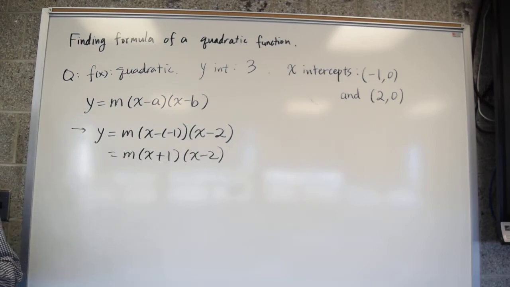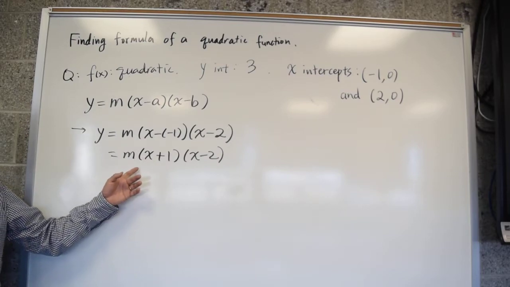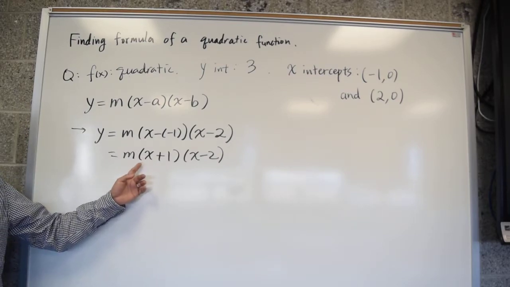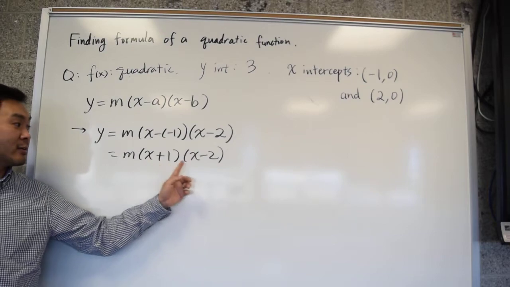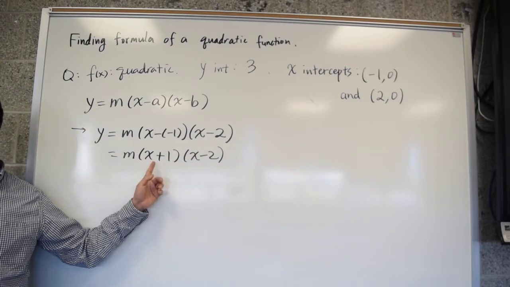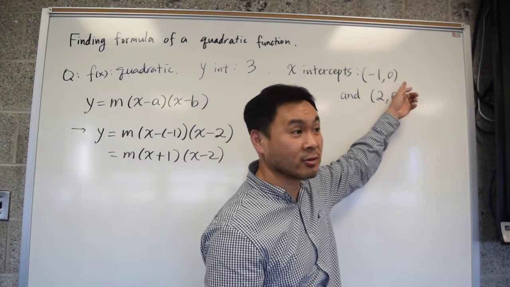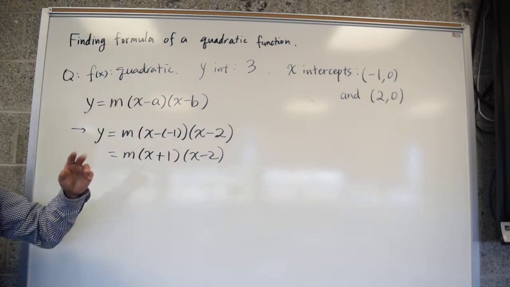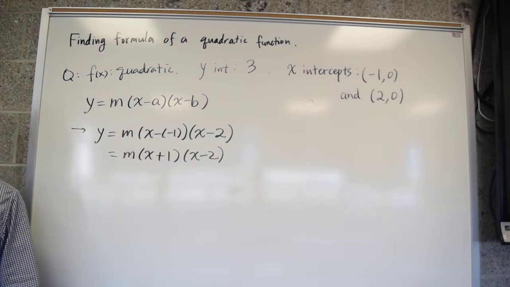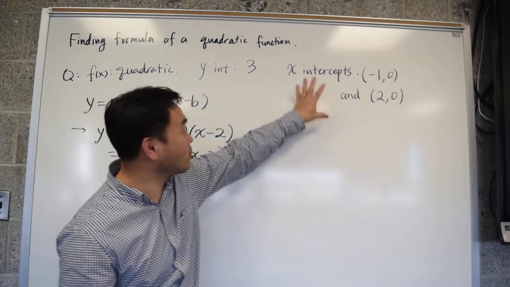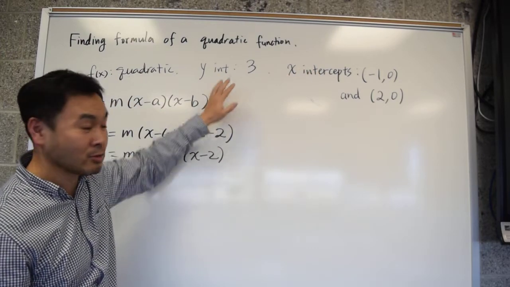Now, to be fully convinced that you're on the right track, this is something that you should try. Plug in negative 1 into this function. What do you get? You get 0 because negative 1 plus 1 is 0, right? So indeed, this graph passes through negative 1 comma 0. Same thing happens if you plug in 2: 2 minus 2 is 0. So it does pass through 2 comma 0. So this fully captures these two pieces of information. Therefore, the only thing that we didn't make use of is the y-intercept. So let's try that.